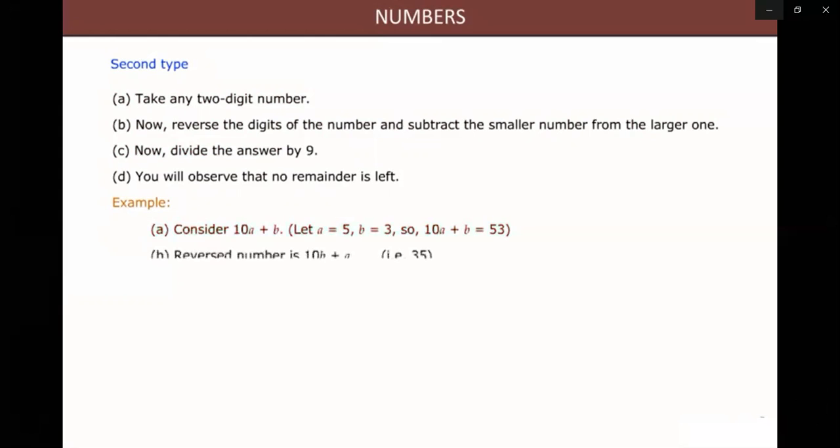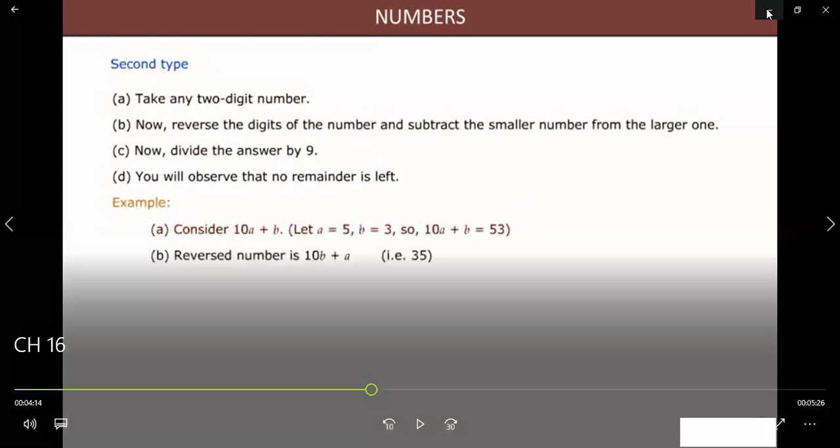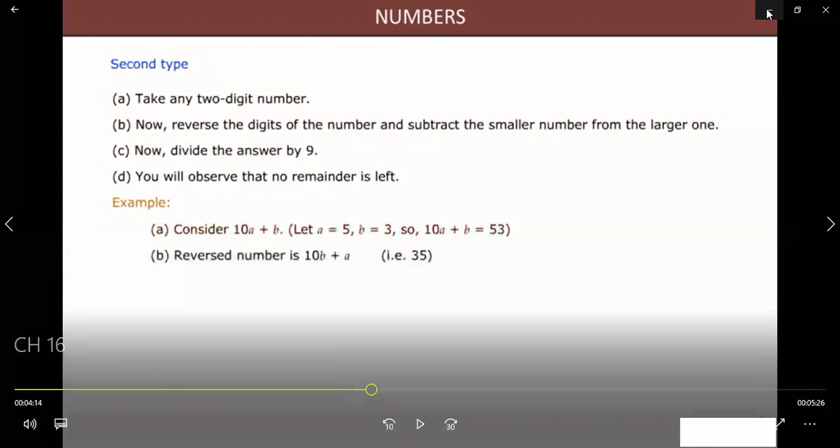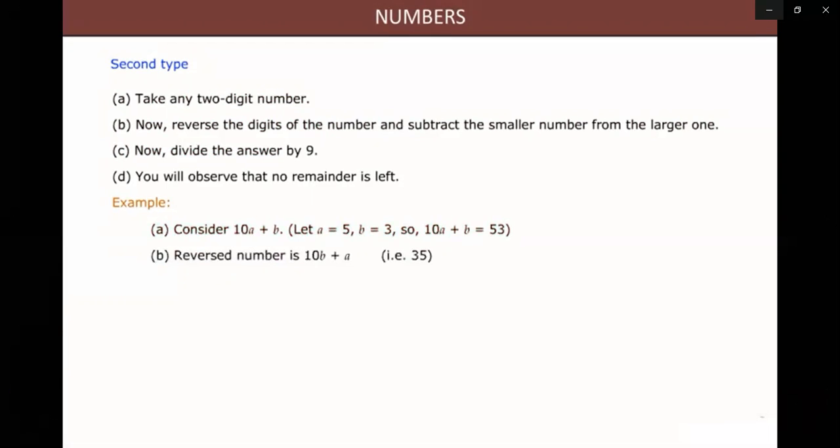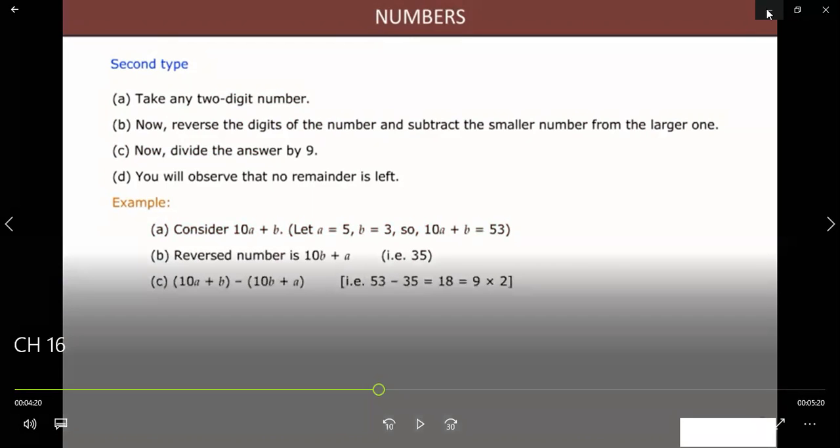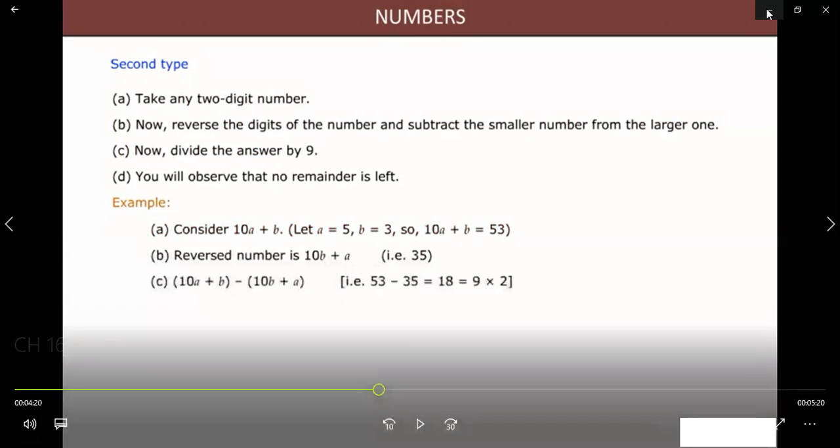Now the second step: the reverse of this number will be 10b plus a, because in case of a reversed number, the units digit becomes the tens digit. So the number becomes 35. Now in the third step, we have to subtract the smaller number from the larger one. Let's see how we'll subtract. 10a plus b was the larger number. As you can see in this case, 53 is the larger number.